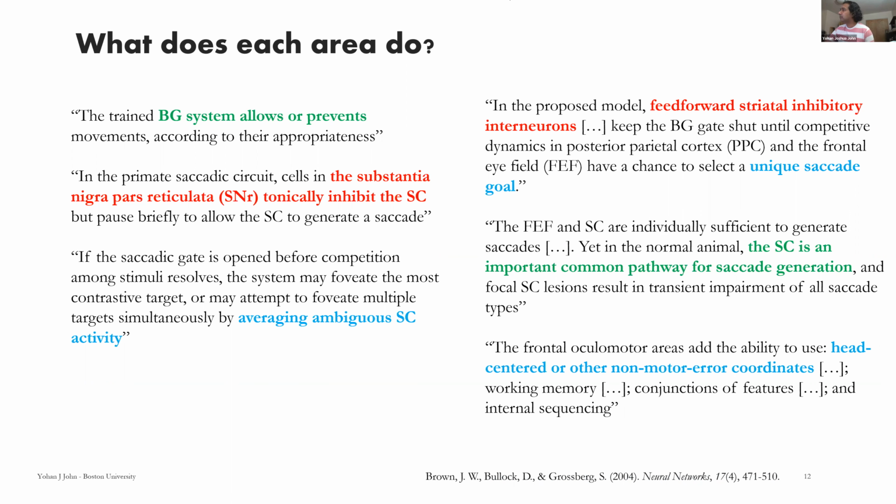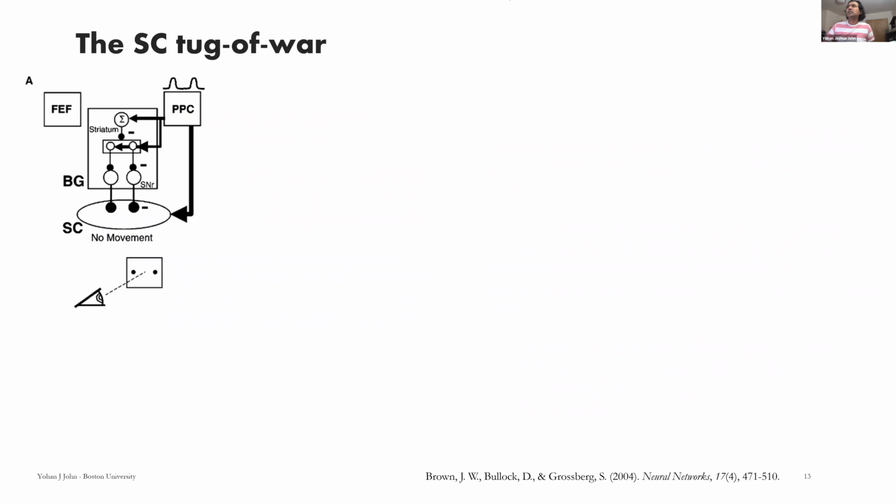And the frontal ocular motor area adds the ability to use, yes, okay. So what is the cortex giving you that the SC doesn't already have? Head-centered and other non-motor error coordinates, plus using working memory, conjunctions of features, and internal sequencing. So all of this addition is coming from the cortical real estate. So this is a sweep that gives you the basic idea of what's happening in this model.